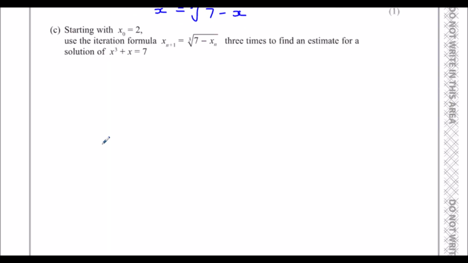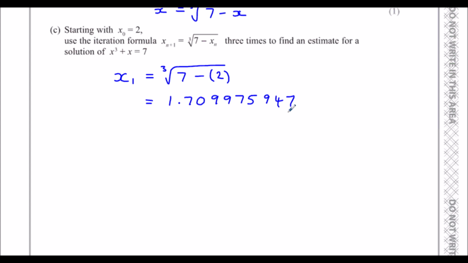And part C, starting with x0 is 2. So I'm going to start by substituting in 2. Use the iteration formula three times to find an estimate for the solution. So x1 is going to be the cube root of 7 minus substituting in 2, because we're substituting in 2 into here to get our first answer. So it's the cube root of 7 minus 2 to start with, and that is 1.709975947. That's all the digits on my display.